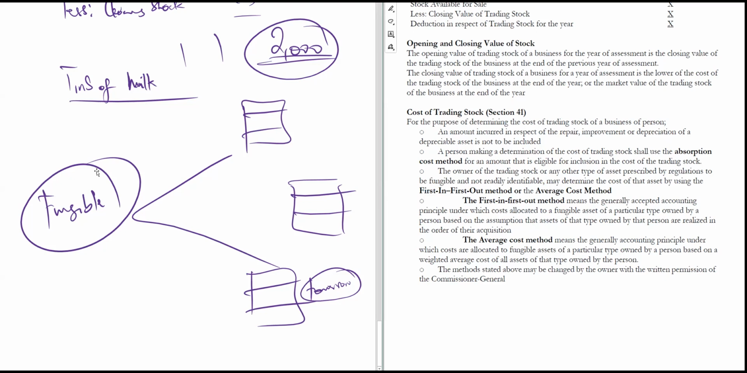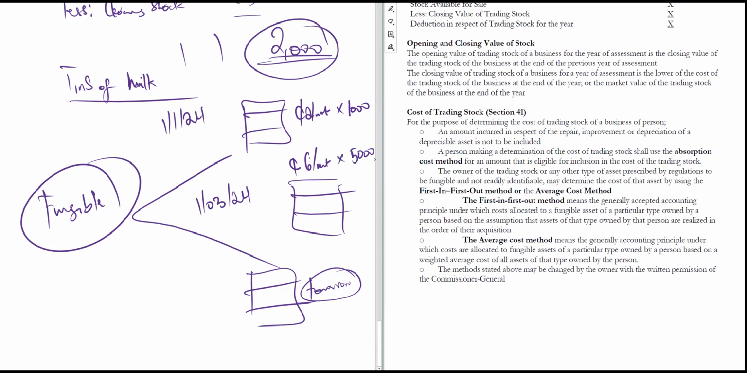The average cost method. What they are saying is that if you bought this tin of milk for 2 cedis per unit, and let's say you bought 1,000 units on 1st January 2024. Now, on 1st March 2024, you bought the same milk again, but you bought it for 6 cedis per unit, Ghana economy. You bought another what?